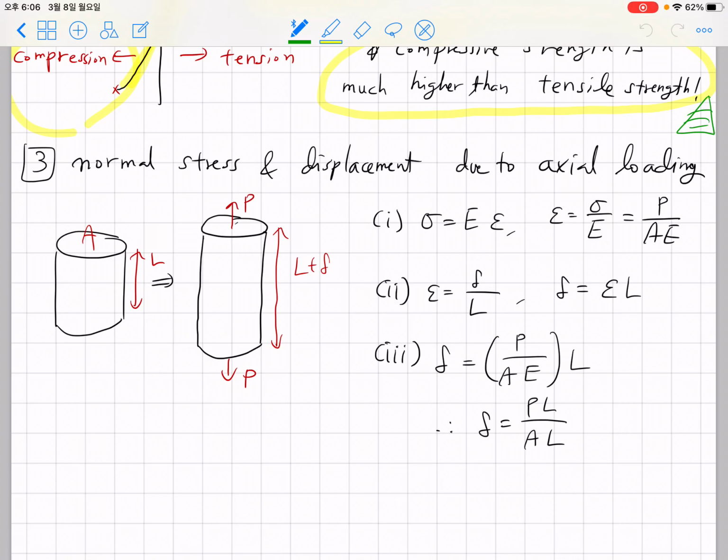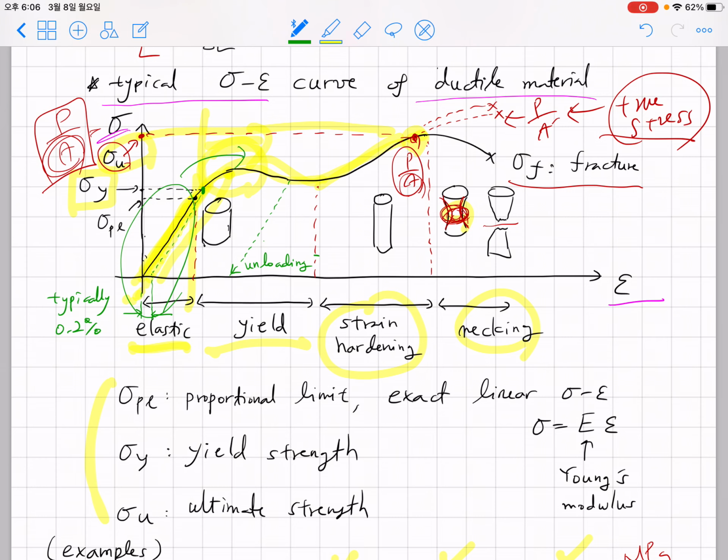Having discussed the definition of axial loading and the material response, let's discuss normal stress and displacement due to axial loading. One thing I have to tell you is that in undergraduate solid mechanics, we're going to focus mostly on this elastic regime. If we start to consider the ductile regime and beyond the yield point, the analysis of stress, strain, and deformation becomes much more complex. So please keep in mind that we're going to focus on this elastic regime, where we can describe the relationship between stress and strain using one proportionality constant called Young's modulus.